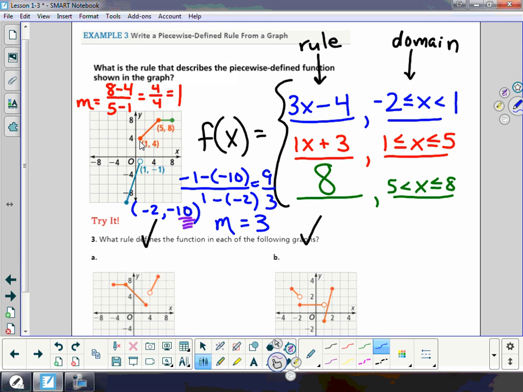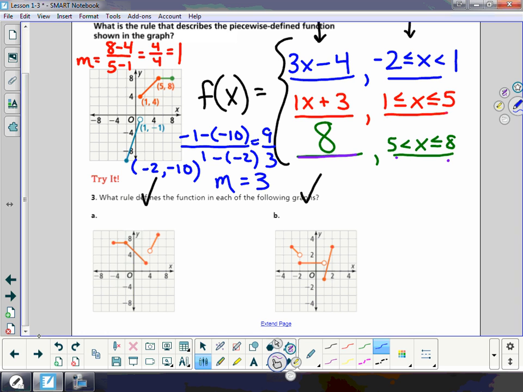f of x equals 3x minus 4 from negative 2 to 1, 1x plus 3 from 1 to 5, and 8 from 5 to 8. Go ahead and do the try-its. You're going to see a couple similar problems down here. These are on page 10.